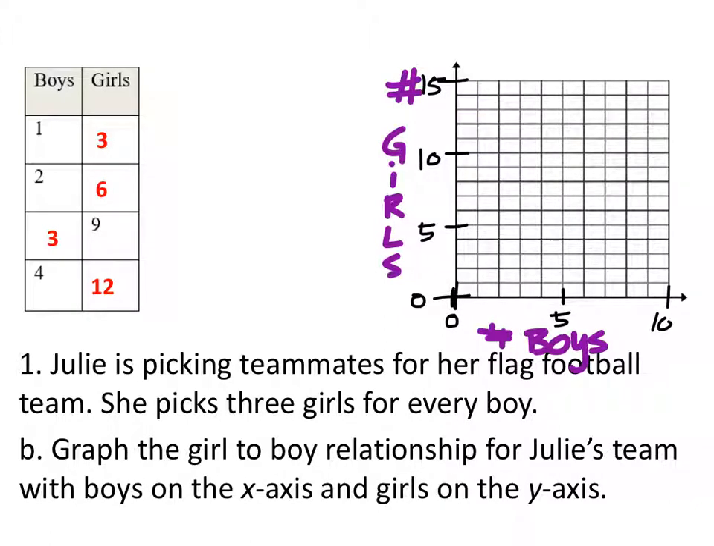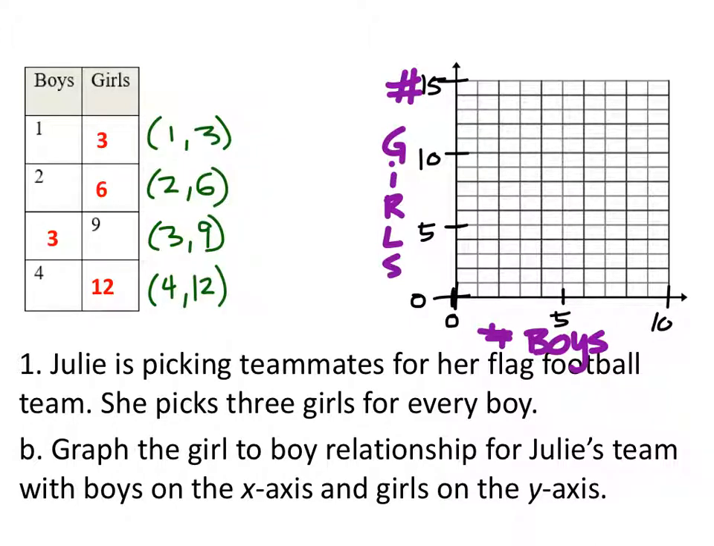So now we'll go ahead and put the points from the table. Let's just write these as ordered pairs first. So that's 1 boy for 3 girls on the team, 2 boys on the team, 6 girls on the team, 3 boys on the team, 9 girls on the team, and 4 boys on the team, 12 girls on the team. We can graph these as ordered pairs. So I've got 1 right there and 3 girls on the team, 2 boys, 6 girls on the team, 3 boys, 9 girls on the team, and 4 boys is 12 girls on the team.